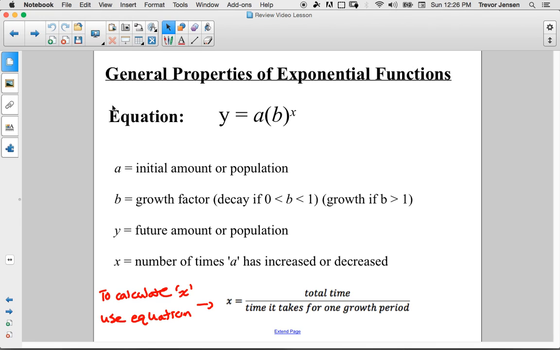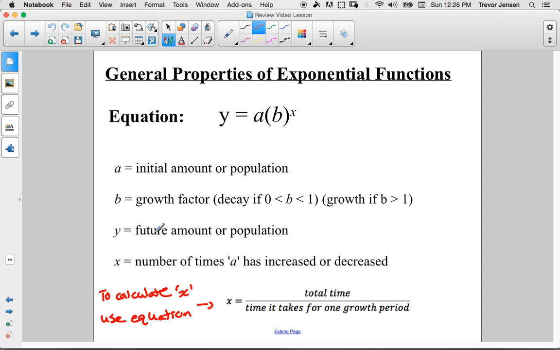Before I do that, just a quick reminder of the general equation of an exponential function that we worked with for this chapter. The equation is y equals a times b to the x, where a is our initial amount, that's what we start with, and b is our growth factor or our decay factor. So it's a growth factor if b is a value greater than 1. It's a decay factor if b is a fraction between 0 and 1.